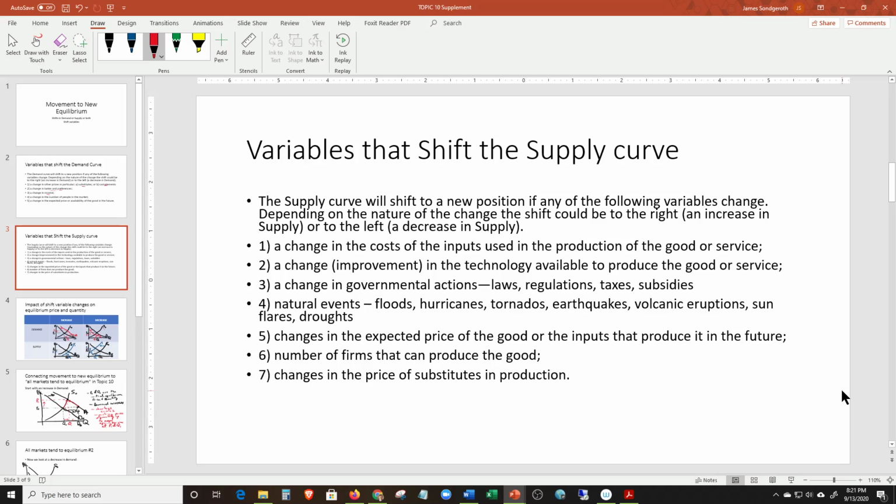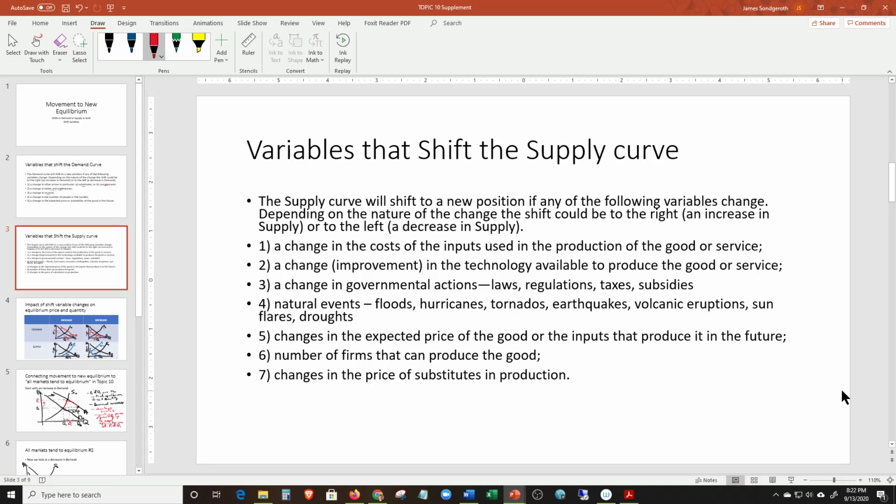A change in the cost of inputs used in the production of the good or service: energy, labor, raw material, etc. If they increased in price, the supply curve would shift to the left. If they decreased in price, it would shift to the right.